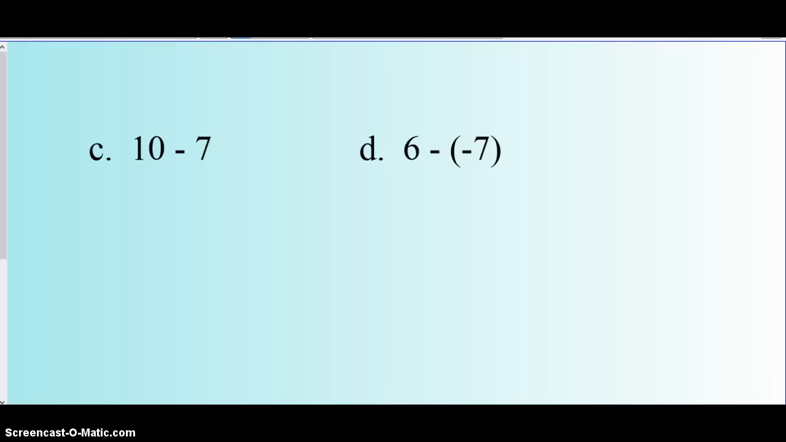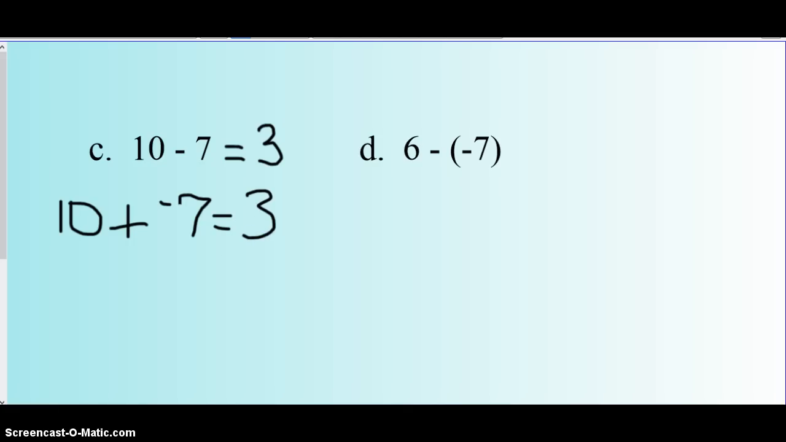First of all, we have 10 minus 7, which are both positive numbers. You can simply do 10 minus 7. You know 10 minus 7 is 3. If you look at it from an adding-its-opposite standpoint and rewrite this as an addition problem, it would be 10 plus a negative 7, which is still 3.